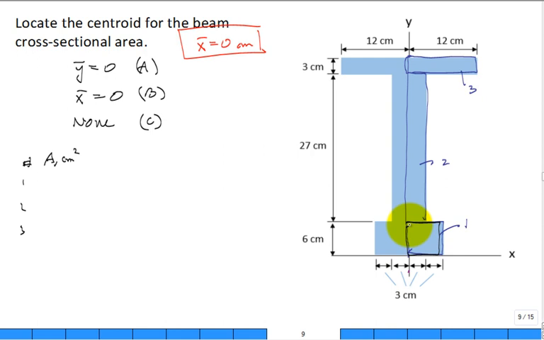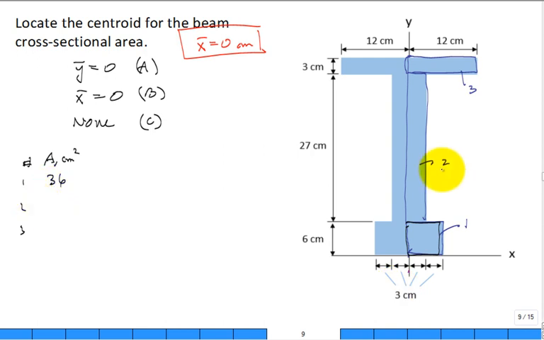6 by 6? 36? Is that right? Is it 36 centimeters squared for 1? Well, I'm not going to go all the way over here. I can do just half. But if you're going to do the whole thing, you'll get the right answer. You'll just have everything.